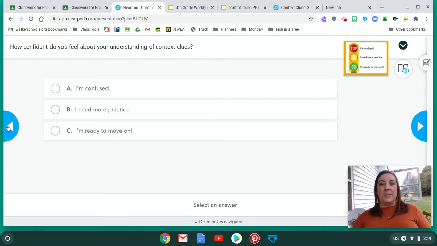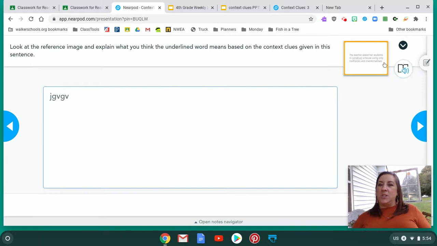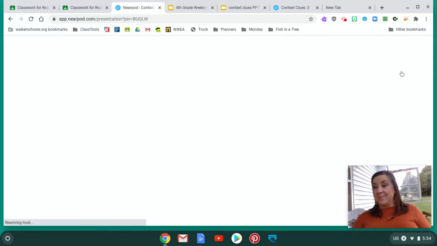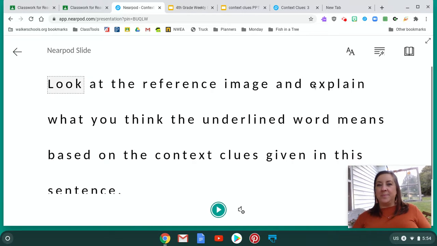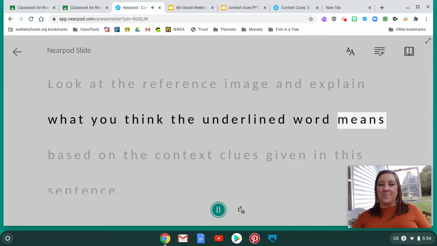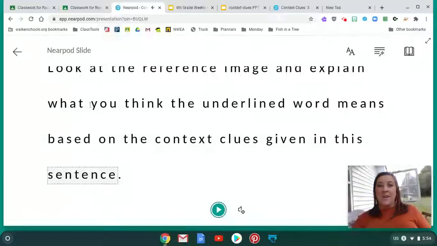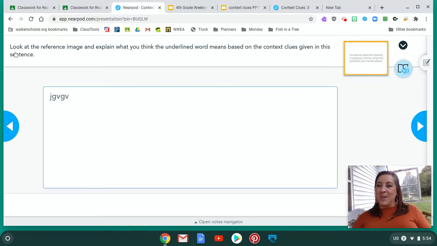Now, I want you to notice a couple of things here. When you get to this open-ended question, I want you to notice that right here is an option for you to listen. Let's see what happens. You can hit play. Look at the reference image and explain what you think the underlined word means based on the context clues given in this sentence. Nice. Those are the directions for you that you can have read to you yourself. That's pretty nice, isn't it?